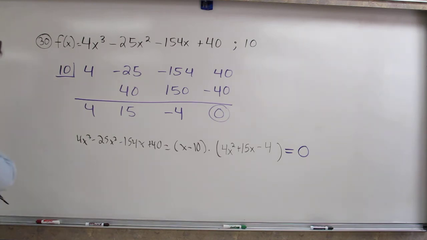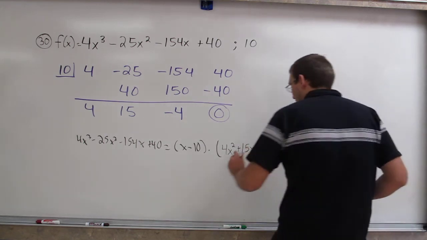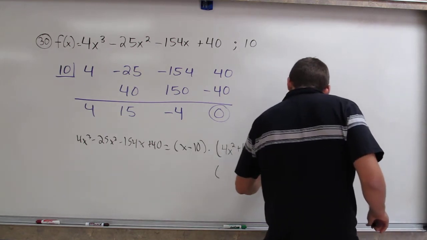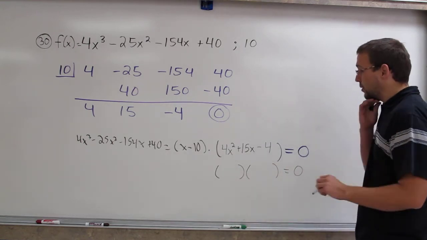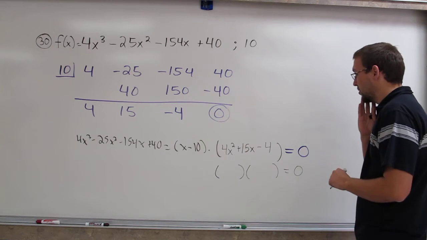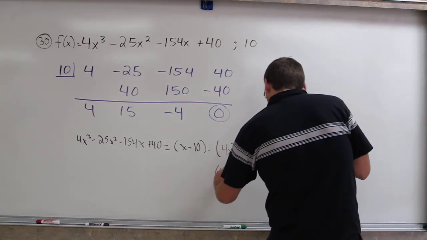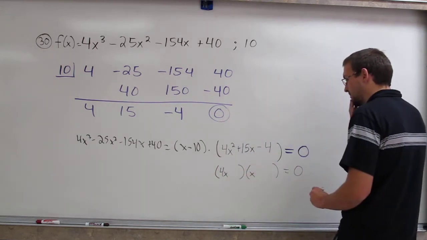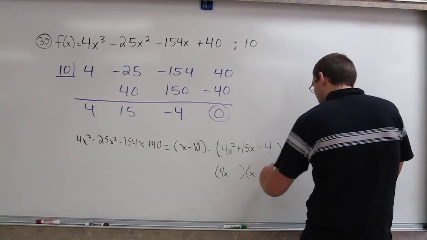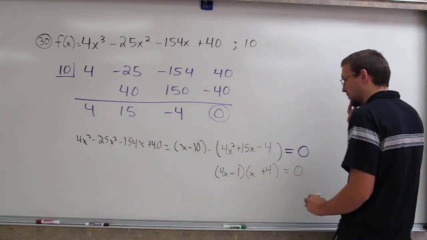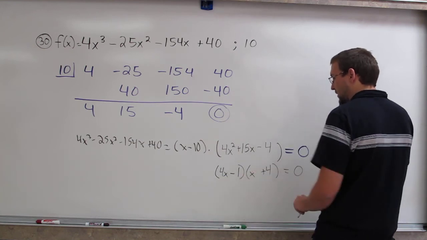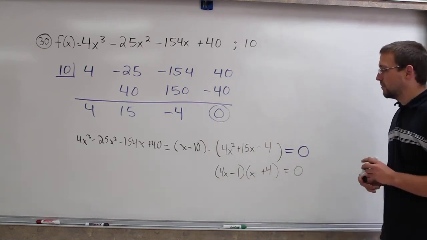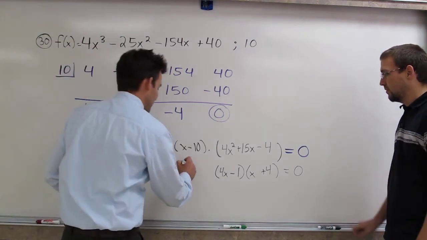Can we factor that anymore? Can definitely factor that. Cool. As is always the case, I spend about 30 seconds trying to factor this. If I can't figure it out in 30 seconds, I'll pull out the quadratic formula. So how about 4x times x, positive 4 times negative 1. Negative 1x plus 16x gives me 15x. Factors. Cool.